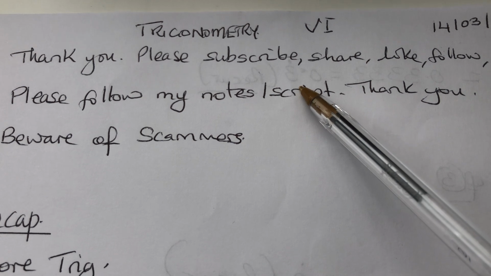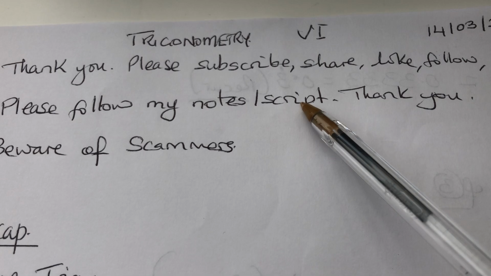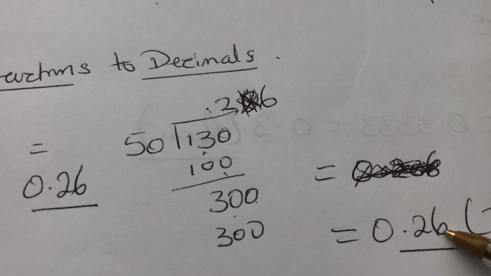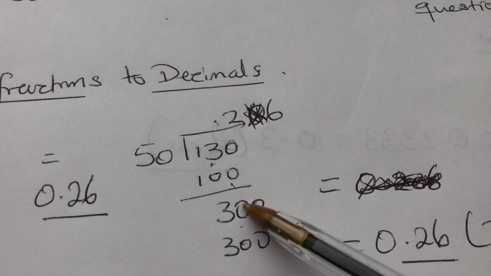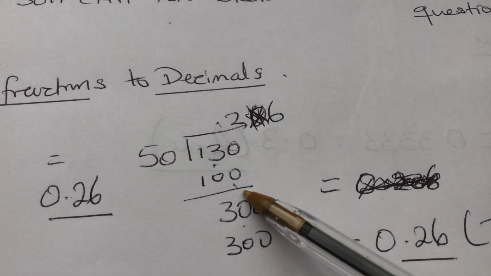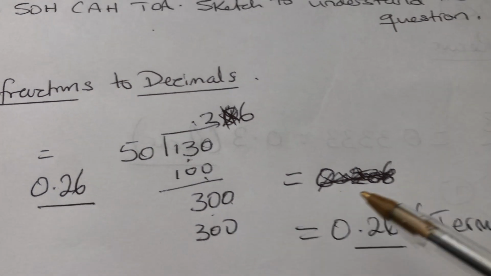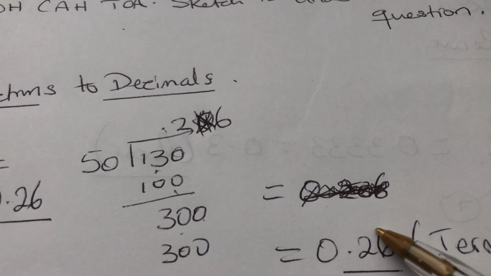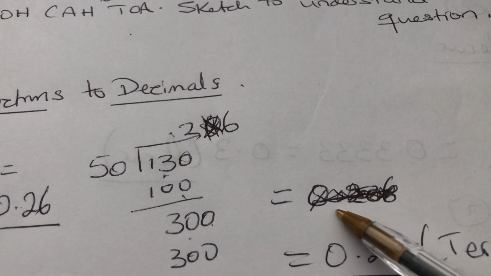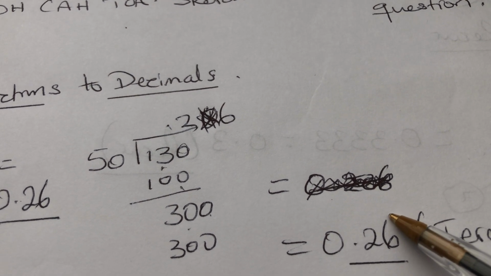In the comment section, you normally see people saying please follow my notes/script. So for instance, this is 0.26, okay, that is 300. So for instance, if you hear 30 here, go by the notes. If you hear 0.206, please go by the notes.